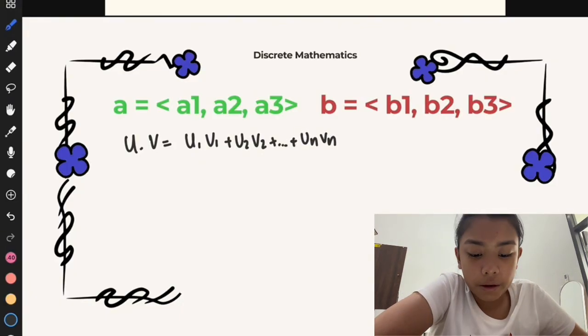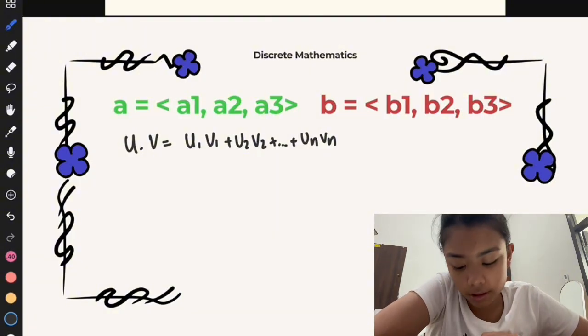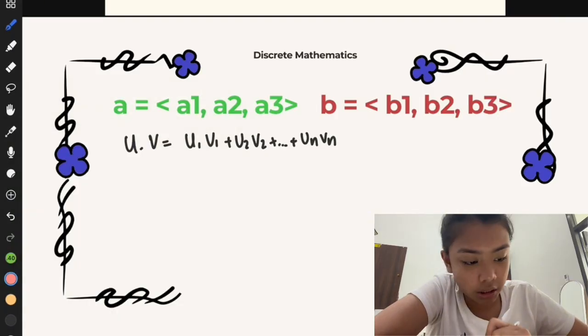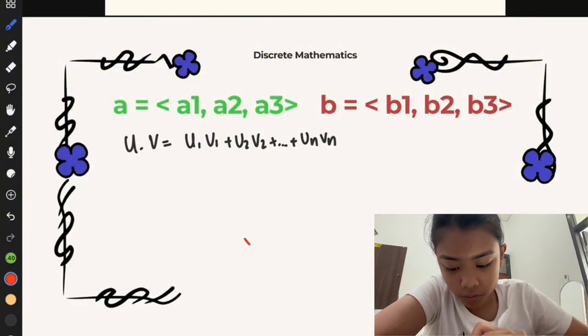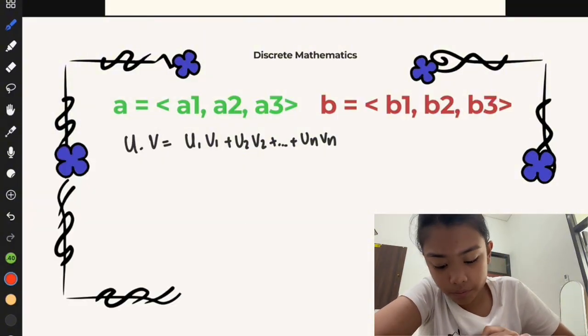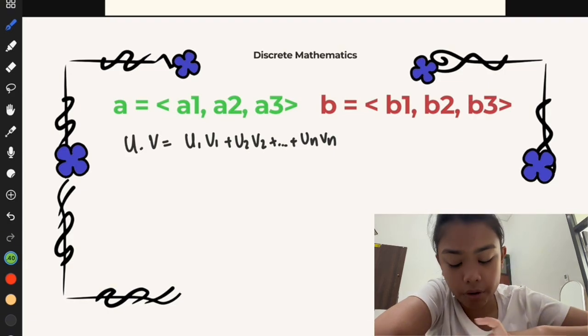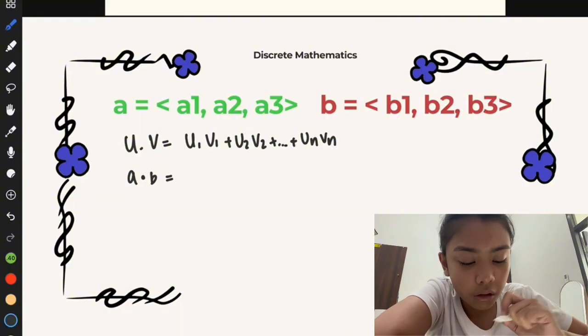Okay, so we have A and B. Let's conduct the inner product. I'm going to use green and red so you can visualize it better. So we are going to get the dot product of A and B, right? Let's write it down like this: A dot B equals.